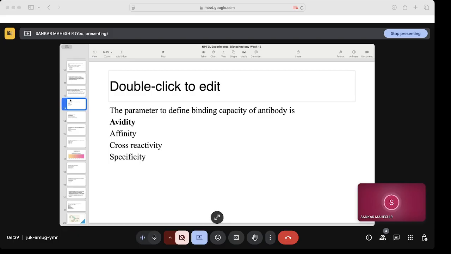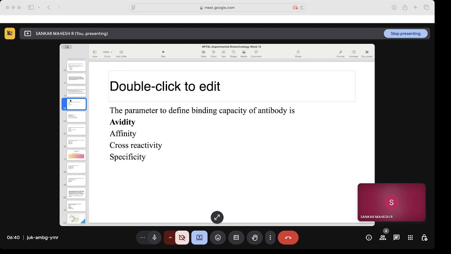So this is a physical interaction, right? You have bonds that are being formed, non-covalent interactions are happening, right? Now this non-covalent interaction can be one to one or many to many. In avidity, we consider that this non-covalent interaction is many to many. You have multiple sites on the antibody that bind to multiple sites on the antigen.